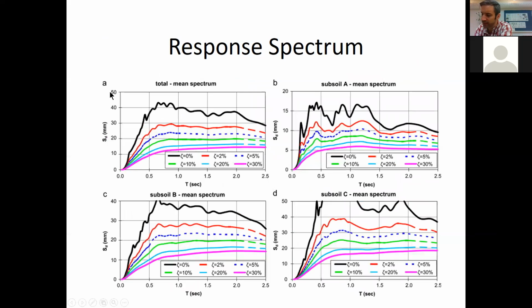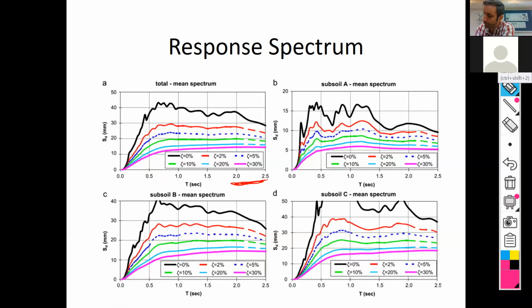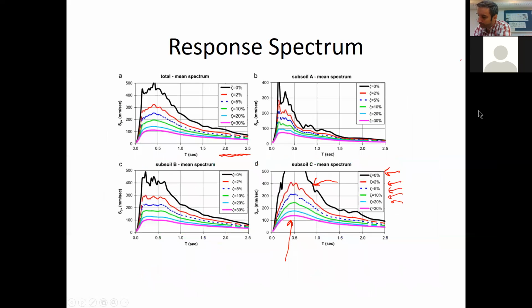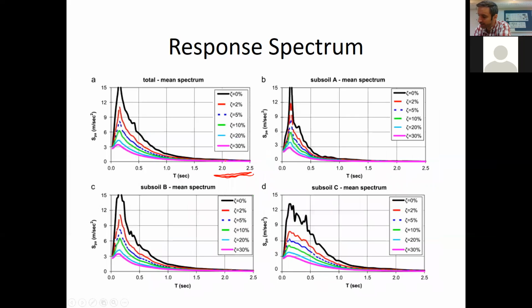Sorry, so this is the displacement. Yeah, so the displacements are large for large periods. The speed is now a little less large, and the acceleration is even less large.